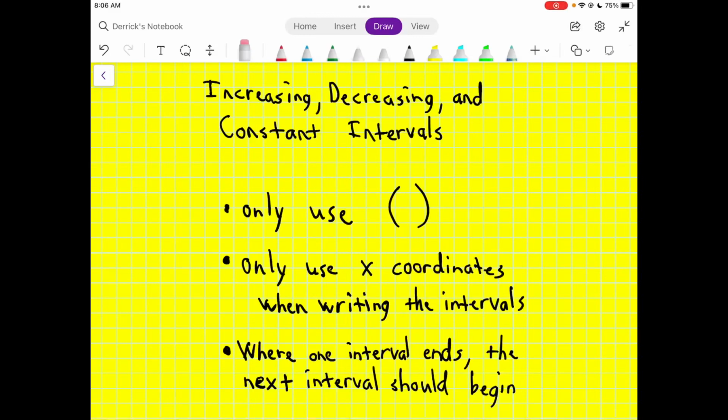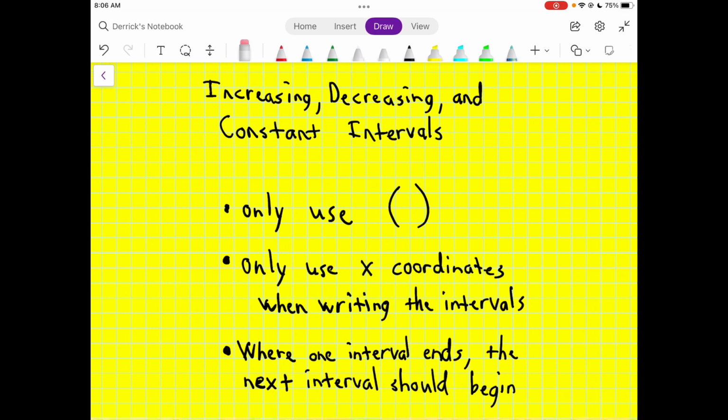So today's lesson is going to be about increasing, decreasing, and constant intervals. This would be something that you'd want to watch after you've watched the domain and range lesson. The idea here is, if you've watched the domain and range lesson, you know domain specifically is basically we are trying to figure out how far left a graph goes and how far right a graph goes.